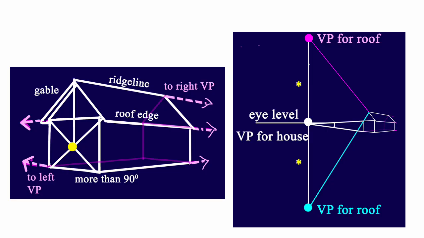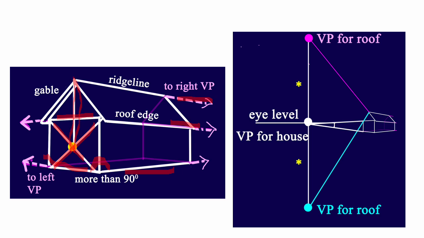Let's draw a house together. Most houses are in two-point perspective. So these lines go to the right vanishing point, and these lines go to the left vanishing point. And you want this lower angle to be more than 90 degrees to avoid distortion. Now, draw these diagonals to find the middle of this side, and the peak of the gable is underneath that middle.